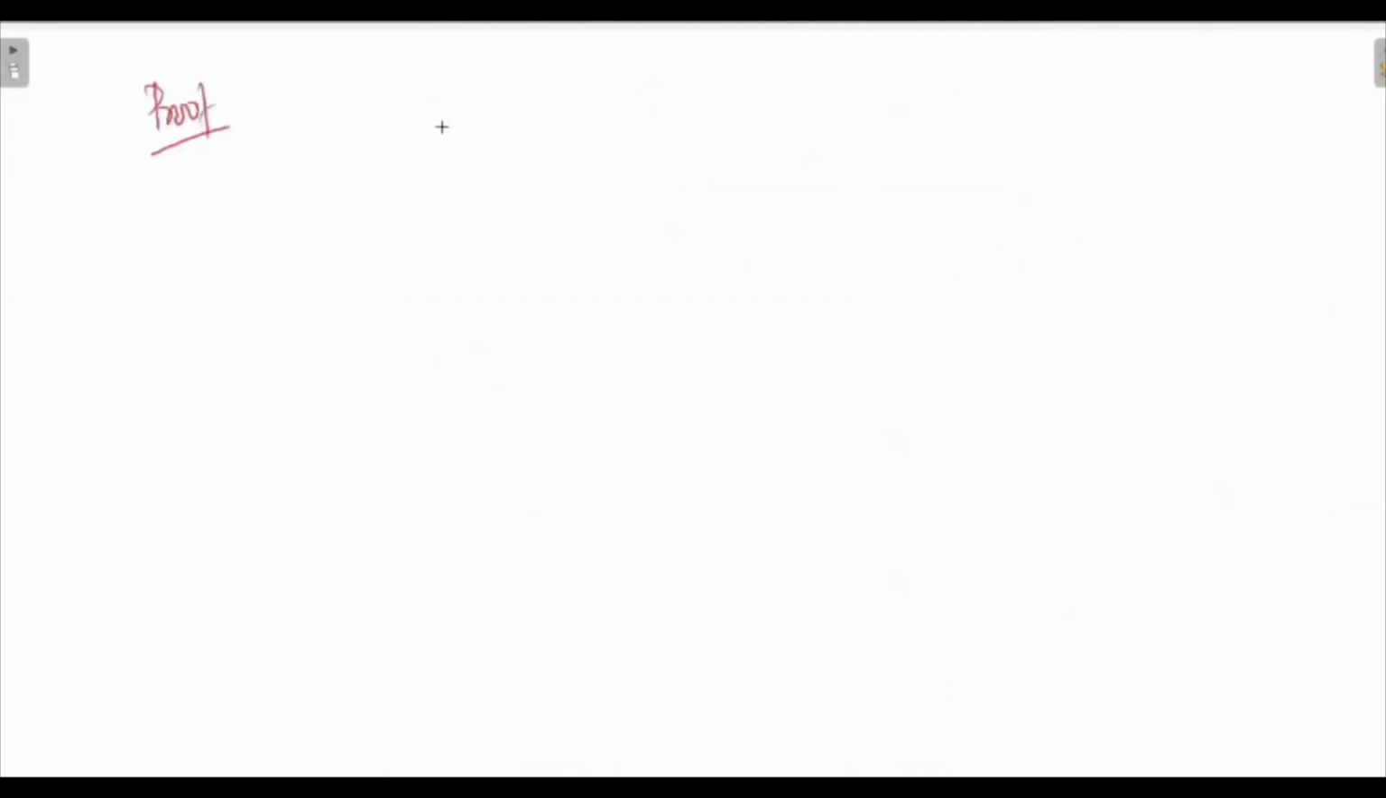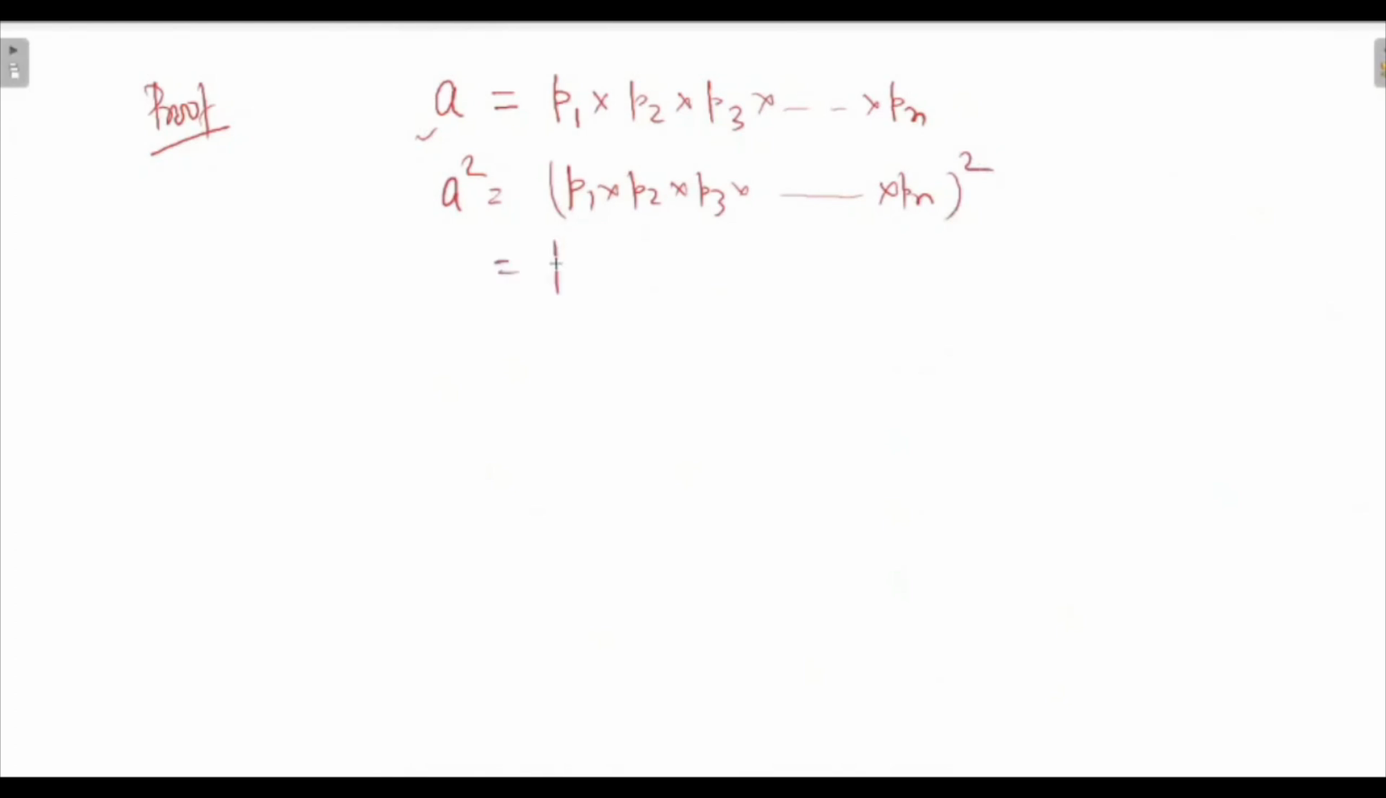So now let's say I have a number a. I can represent this a as a product of prime numbers. This is what we did. Any composite number can be represented as a product of prime numbers. So now if I square this, this p1 into p2 into p3 into pn can all be squared. I just want to write something so that it is easily understandable, but here is the proof given.